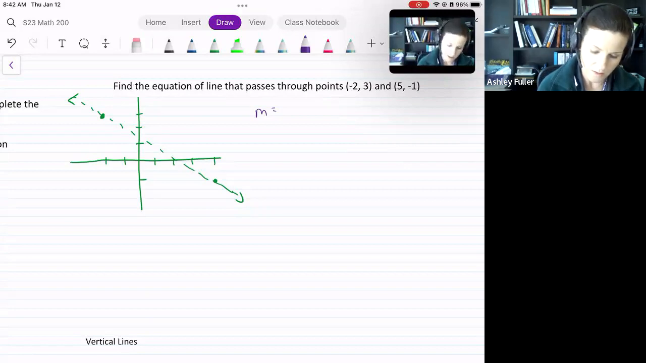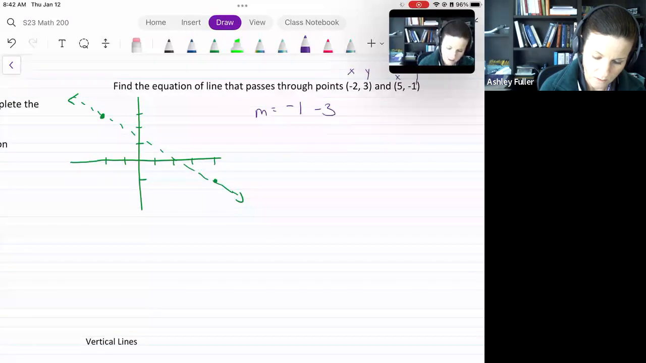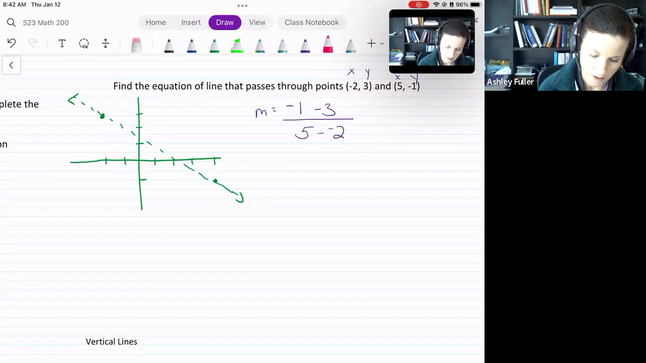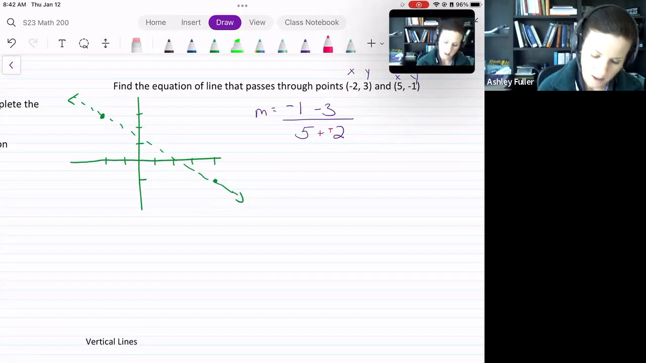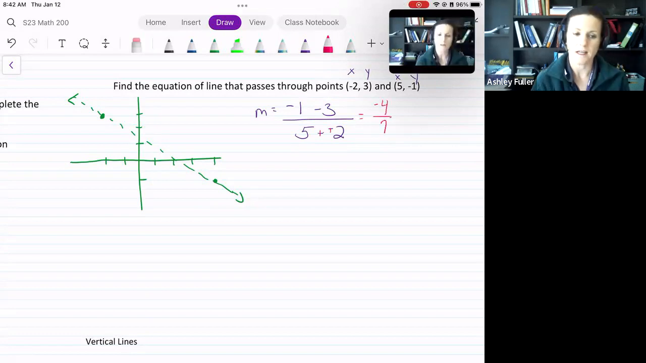So let's practice that concept. To do y2 minus y1, we're going to do -1 minus 3. So we have x, y, and over 5 minus a -2. Remember, minus a negative becomes plus a positive. Up top, we end up with -4 over 7, which is a negative slope.